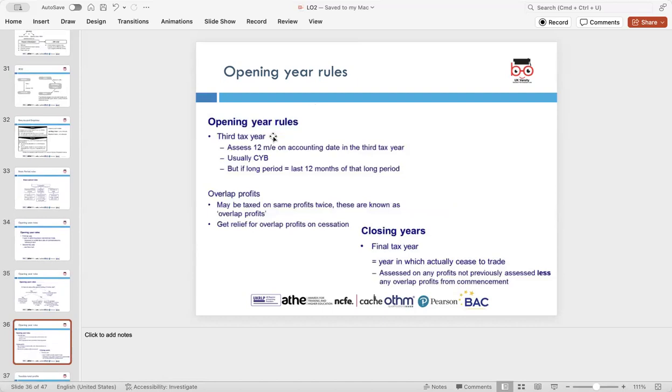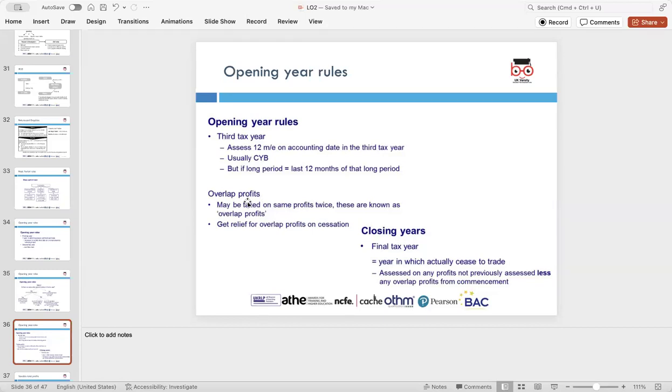So opening year rules assess 12 months on the accounting date in the third year, usually CYB. The third year assesses the profit for 12 months ending on the accounting date in the year. So the assessment is typically the current year basis. But if there is a long period, the last 12 months of that long period apply, so overlap profit.